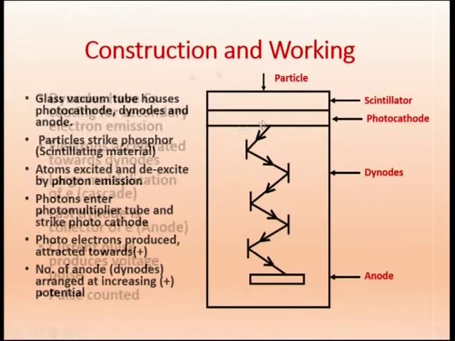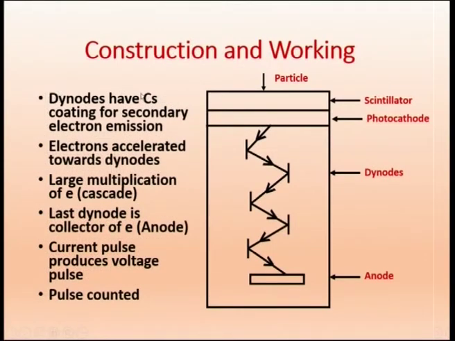We will go on. These dynodes have a Cs coating. What is cesium? It is an element, a cesium coating for secondary electron emission. So here we have a cesium coating, where the work function will be very small. Work function for Cs is small. What do you mean by work function? Energy required to remove the electron.